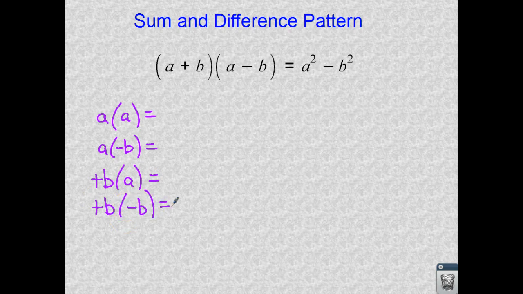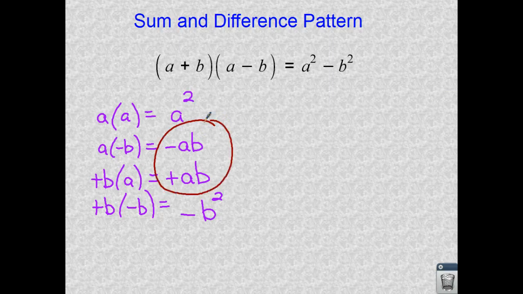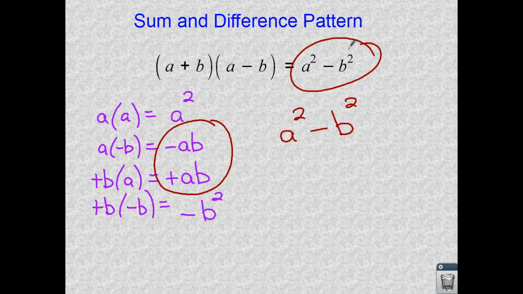Now if I were to do all the math and put my like terms together, how's this going to look? A squared minus ab plus ab, and then a positive times a negative is a negative b squared. All right, combining like terms, that is why we have lost that middle term. A negative 1ab plus a positive 1ab is a 0. So that's why we have a squared minus b squared as noted right here. So you're losing that middle term with these alternating sum and difference signs. All right, let's go practice.